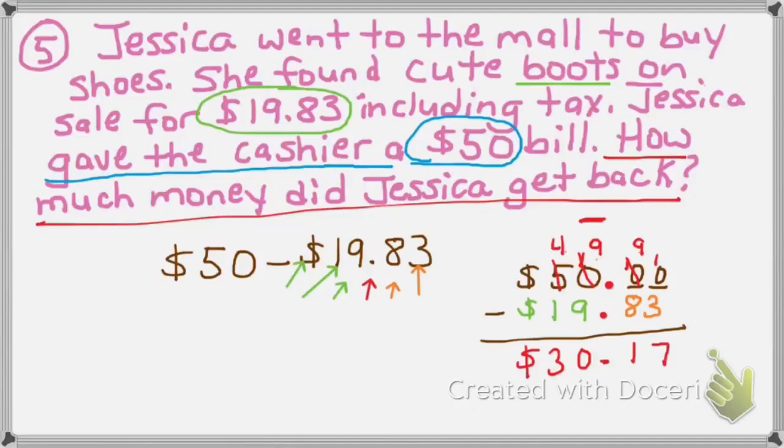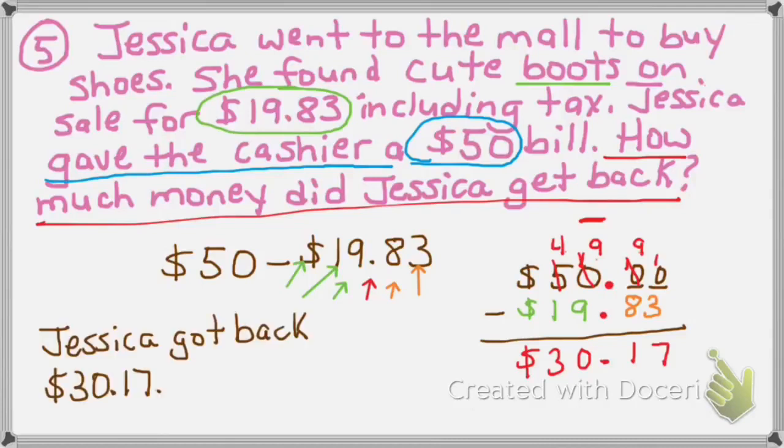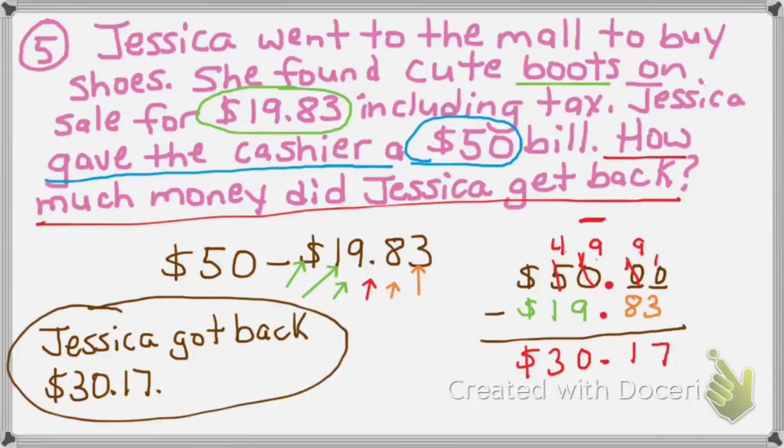So my answer is $30.17, but this is a word problem. So how much money did Jessica get back? Jessica got back $30.17. My unit is my dollar sign. And that's my final answer for number 5. Please stop the video and complete worksheet number 5. And remember, dollars with cents are the same as decimals.